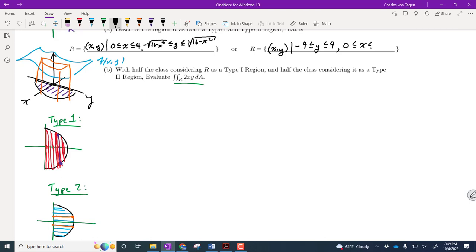But I have to describe the semicircle in terms of the fixed y-coordinate that I've got, and so I've got to solve the semicircle for x in this case. And if we solve the semicircle for x, we've got the square root of 16 minus y squared.